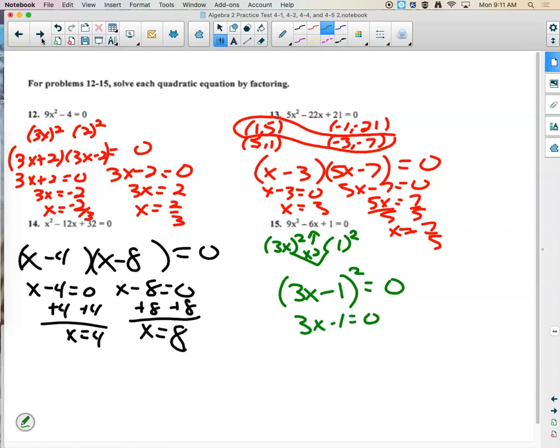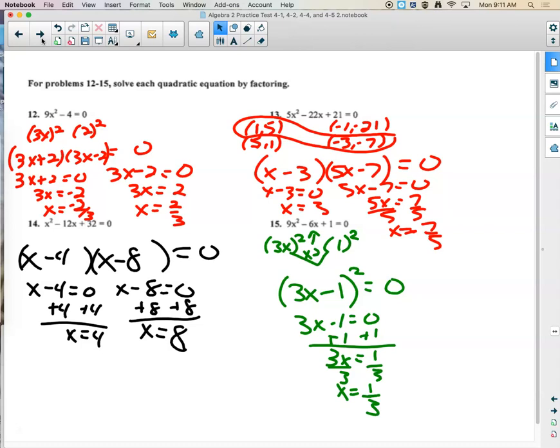So now we only have to do the math for one of them. Because again, this one counts twice because it has a little power of 2. That's called multiplicity, but we'll deal with that in the next part of the chapter. So we've got an x equals 1/3.